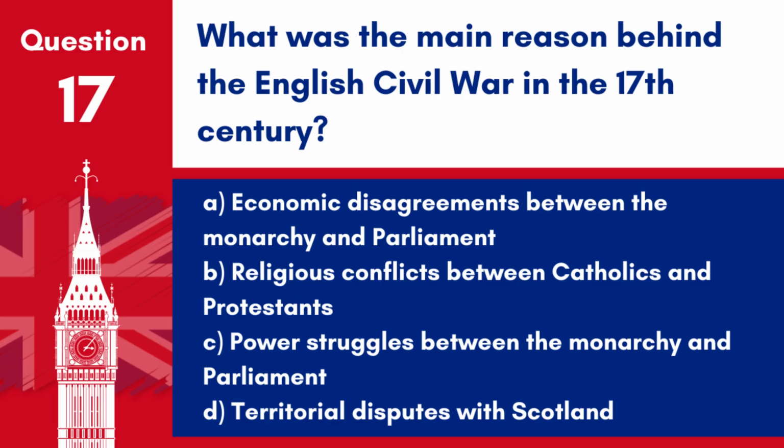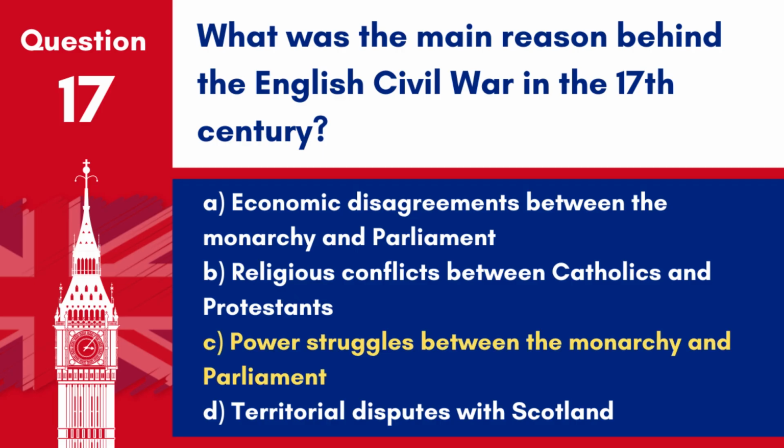Question 17. What was the main reason behind the English Civil War in the 17th century? A. Economic disagreements between the monarchy and Parliament. B. Religious conflicts between Catholics and Protestants. C. Power struggles between the monarchy and Parliament. D. Territorial disputes with Scotland.